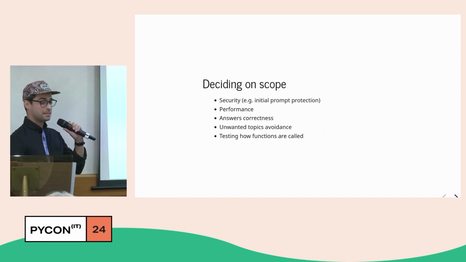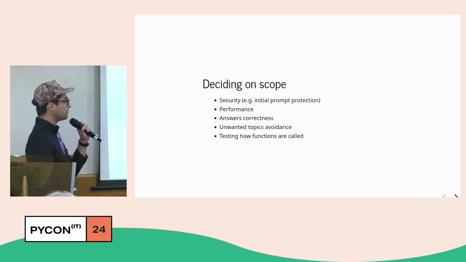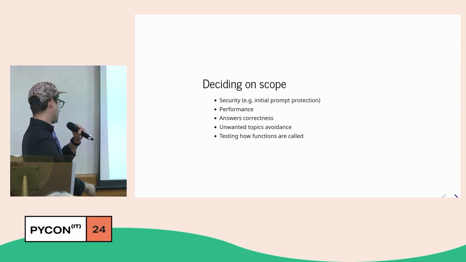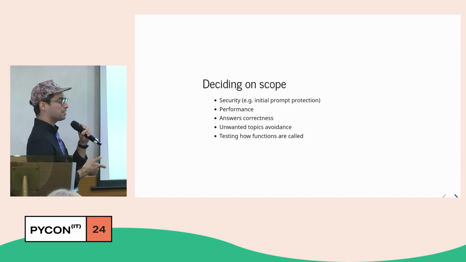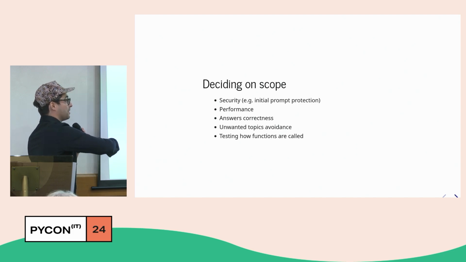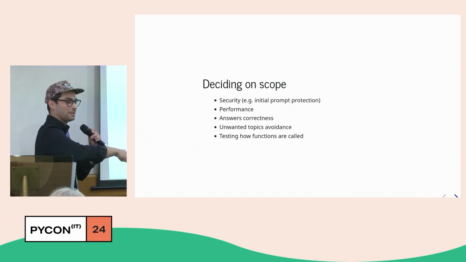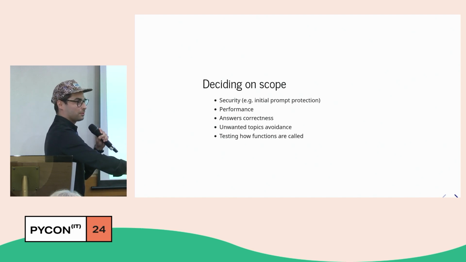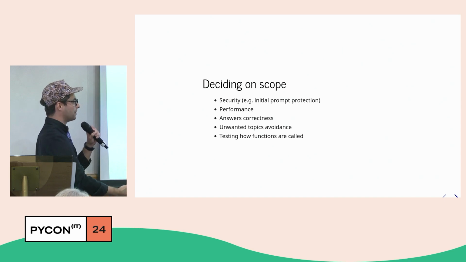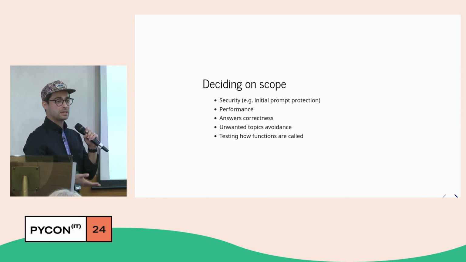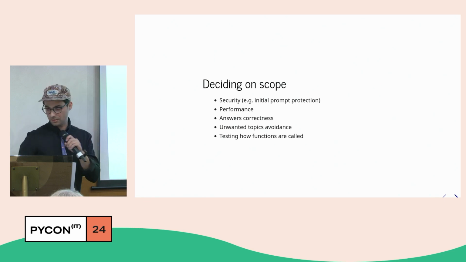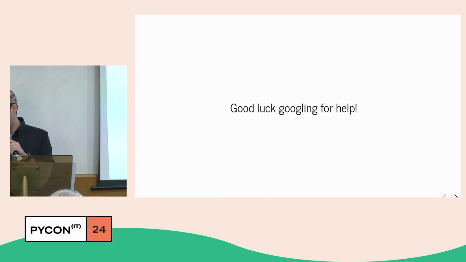And then another huge thing is deciding on scope. What do we want to test? Not only how we want to test it. I don't really have time to go into details, but we can test for security. We can test for hacking the initial prompt. We don't want our chatbot to be talking badly about competition, but we also don't want a user to know that our chatbot was asked not to talk bad things about competition, right? It just looks bad. We can test for performance, we can test for answer correctness. We can check if our chatbot can avoid the topics that we asked it to avoid. And we can also test for how functions are called and for how those functions function.